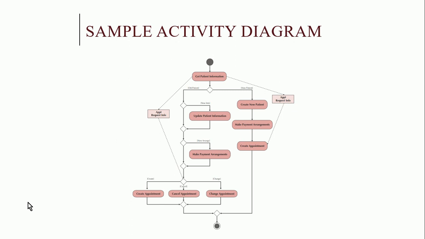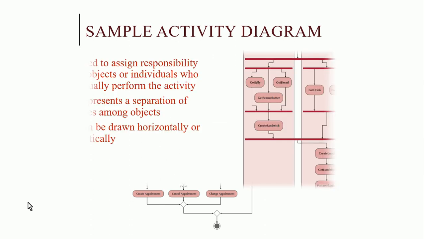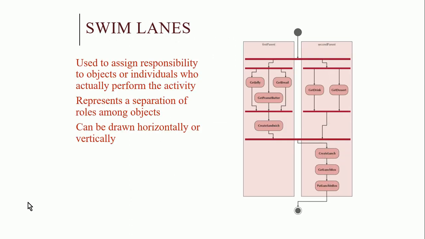See, there's different ways that our actor may use the system when they are getting patient information. So that's a good example of a diagram. Sometimes we draw these in swim lanes. A swim lane can assign responsibility to objects and individuals that actually perform the activity. Okay, so this is a swim lane.